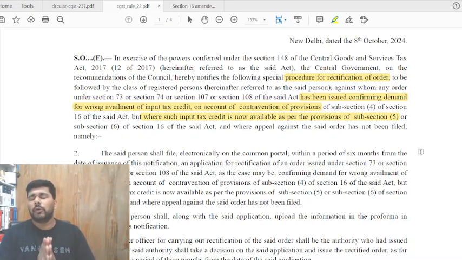What this notification is saying is that if you have a scenario where the order was issued under 73 or 74, or an appeal order under 107, or the revisionary order under 108, and if that order has been issued to confirm the demand arising for non-compliance of section 16 subsection 4, then for such particular cases they have introduced this provision 16.5, where this notification is now going to give us the direction as to what procedure is required to be followed in such cases.